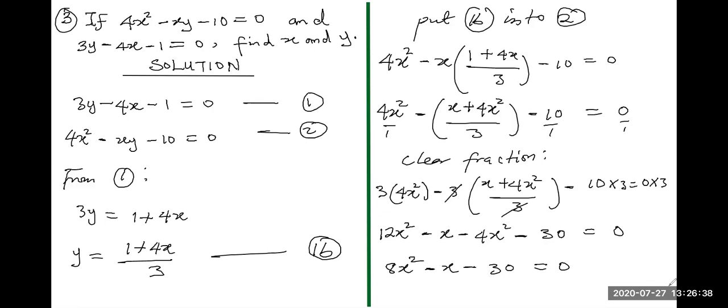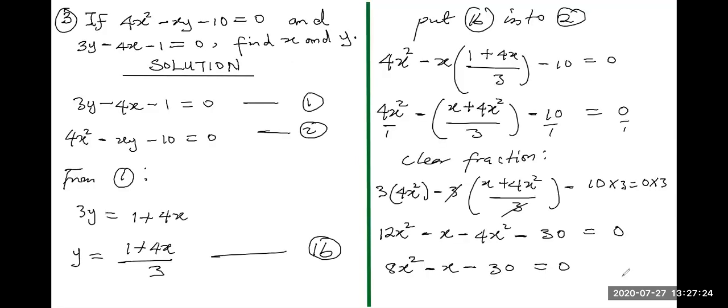So when you factorize, you can also use your formula method. All right, you can use completing the square if you want. So when you factorize, you're going to have 8x plus 15 into x minus 2 equals 0.